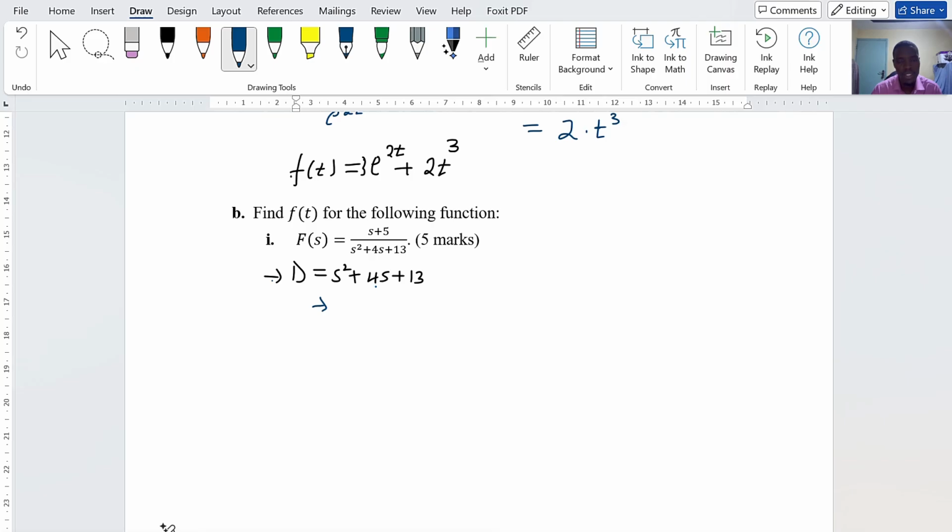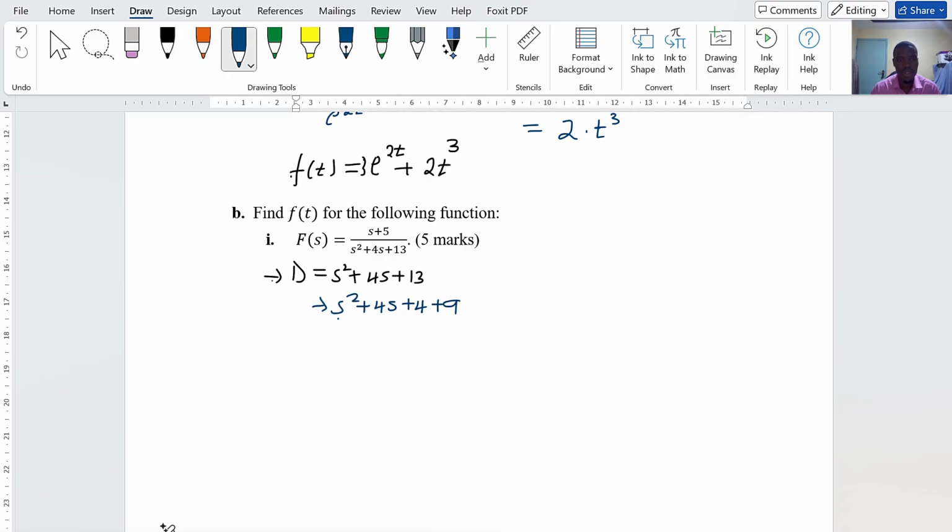Sum is 4 and 13. So what do we have as that? Okay, let me check. So we can write this as s squared plus 4s plus 4 plus 9. Yeah, because 4 plus 9 is 13.